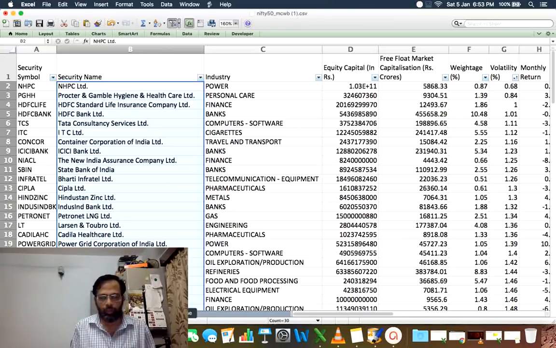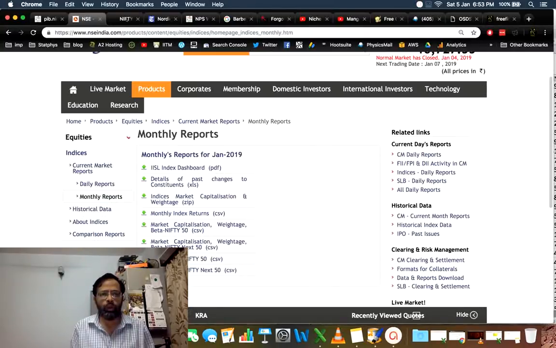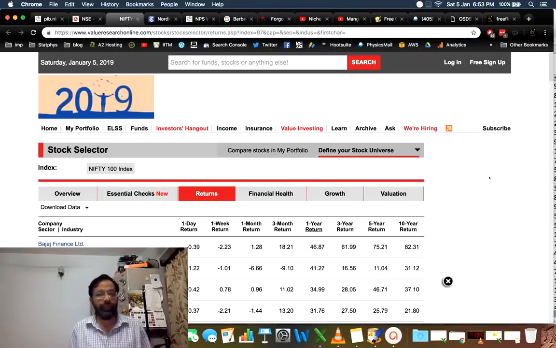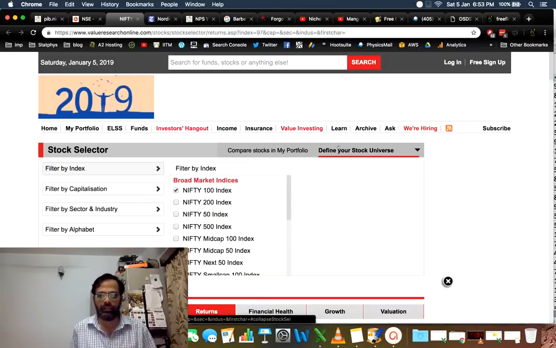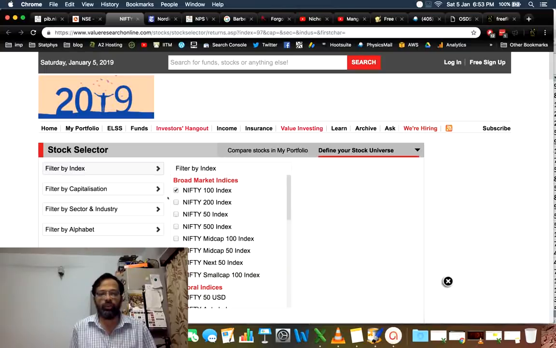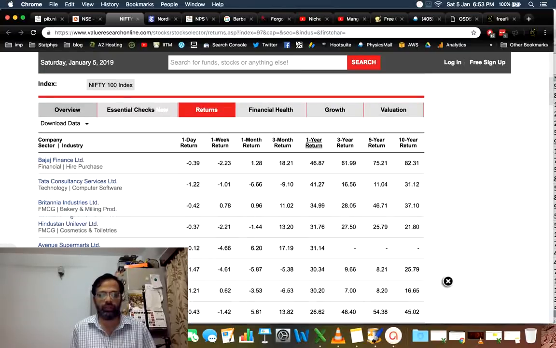Now what you can do is go to Value Research. Many people do not know that Value Research also has good stock information. I have an Excel sheet with which you can screen for stocks using Value Research data. So what I have done here is I have gone to the stock selector and defined the stock universe as the Nifty 100 universe. So that's these 100 stocks that we are seeing.